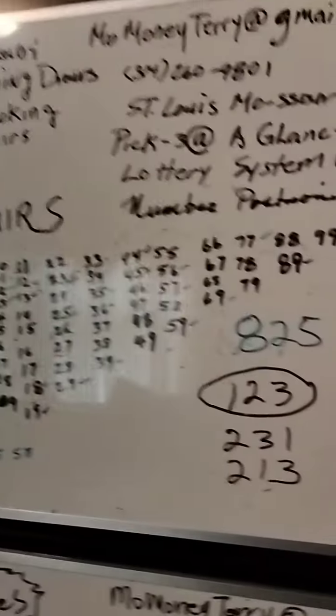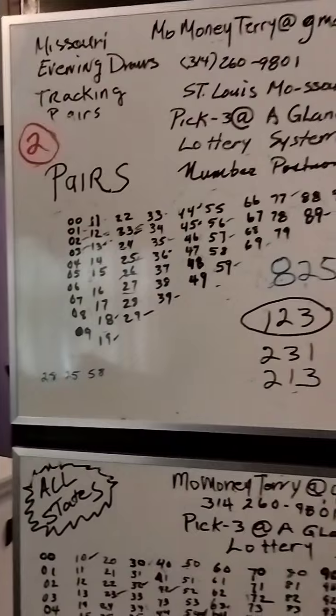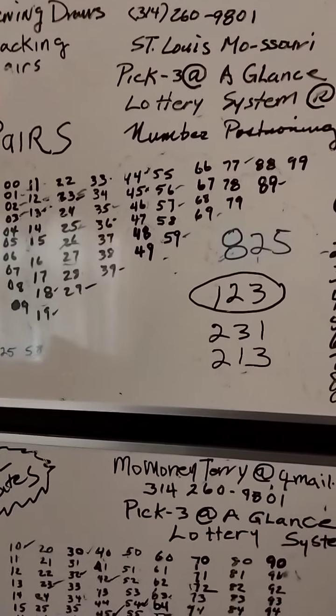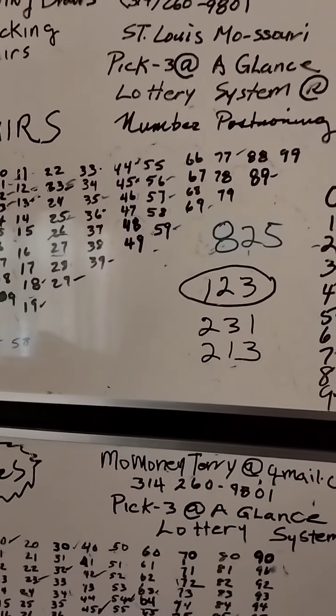Strategy number 2. Like I said, I call that my baby. Strategy number 1 got me to start. Strategy number 2 is pairs. Well, I'd be looking for what pair might not fall in 60 days or 90 days.